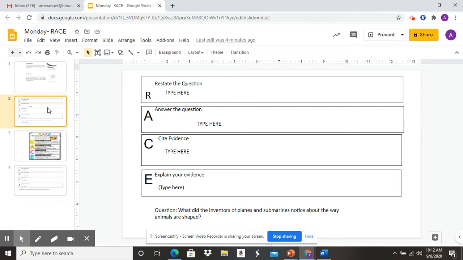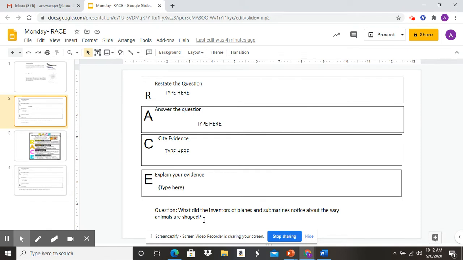What I have done here is provided a graphic organizer, okay? And so this graphic organizer just helps me keep my RACE strategy organized since this is new for us, okay? Since this is the first year for you guys. And later on, we're going to move from using the graphic organizer to just writing it into a paragraph form. So the first thing I'm going to do is I'm going to look at my question. And my question is, what did the inventors of planes and submarines notice about the way animals are shaped?